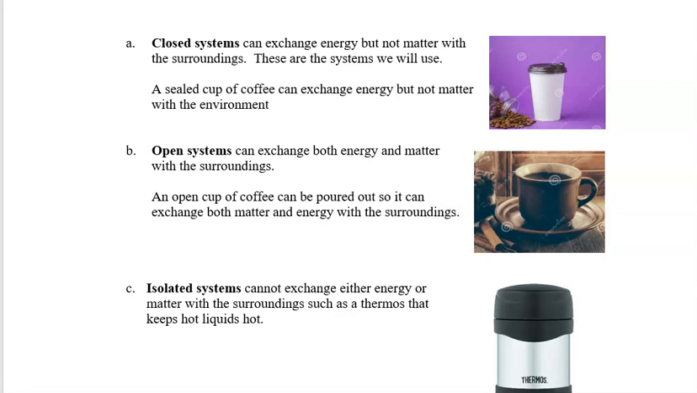An open system can exchange both energy and matter with the surroundings. So an open coffee cup can be poured out, so it can exchange both matter and energy with the surroundings. And then isolated systems, you can think of that like a thermos. Isolated systems cannot exchange either energy or matter with the surroundings, such as a thermos that keeps hot liquids hot.